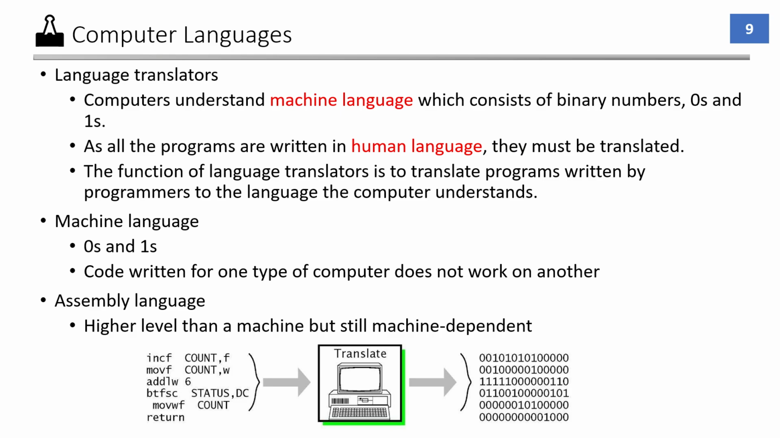Machine language uses only 0s and 1s. It is very fast for the computer to process, but difficult for humans to write and understand. Programs written in machine language are also machine dependent, meaning they only work on one type of computer. Assembly language is slightly easier to understand than machine language. It uses short codes instead of binary numbers, but it is still machine dependent and requires a translator. In simple terms, language translators help bridge the gap between human languages and machine language, allowing computers to perform tasks correctly.